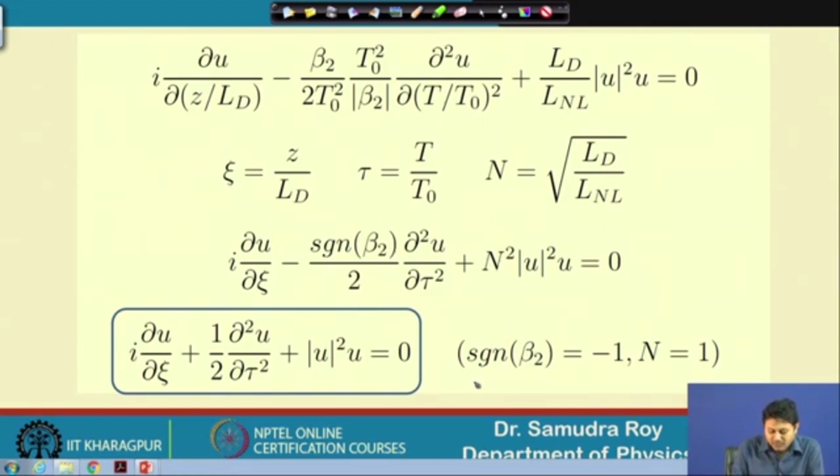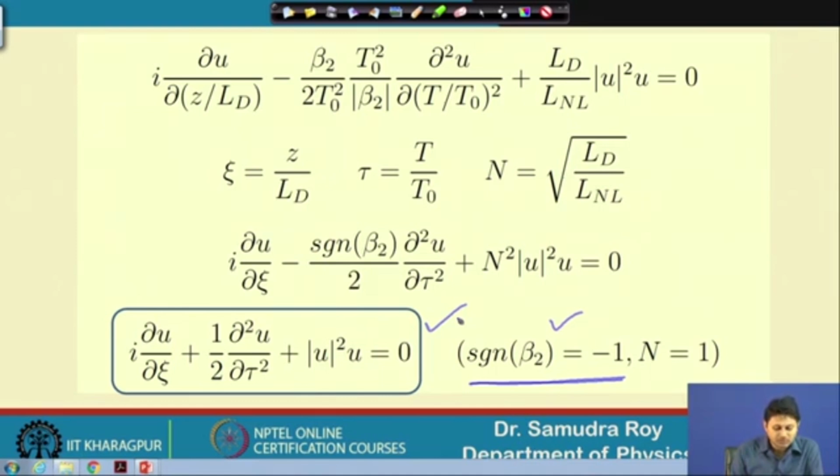So, sign of beta 2 being -1 is one of the essential criteria to have optical solitons. Mind it, when beta 2 is positive, we also have some kind of stable structure, which is called dark soliton, that we are also going to discuss briefly in this very class. Well, after putting n equal to 1 and all these things, I will have an equation in my hand which is a nonlinear Schrodinger equation in normalized form.